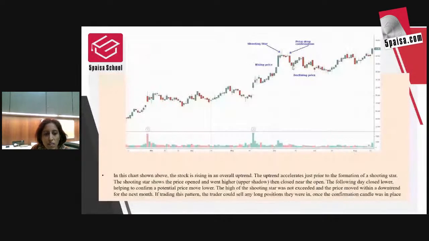So if trading this pattern, the trader could sell any long position they were in once the confirmation candle was in place, because after that, most likely a reversal will follow and the prices will start falling. So this was a shooting star candlestick.